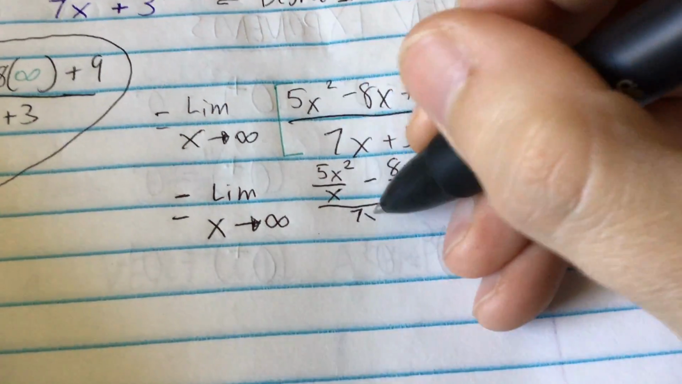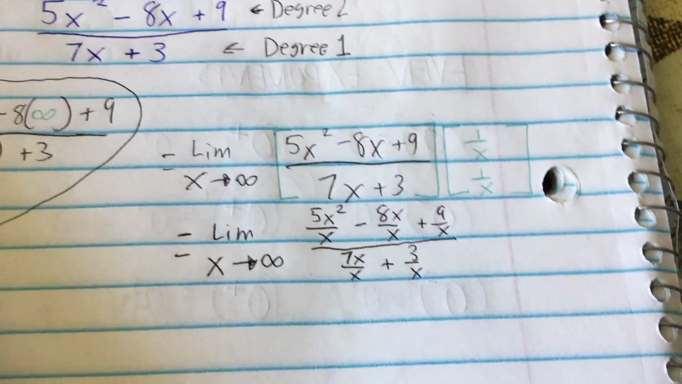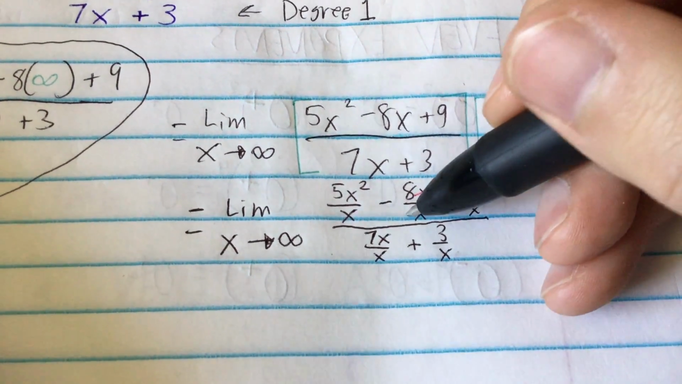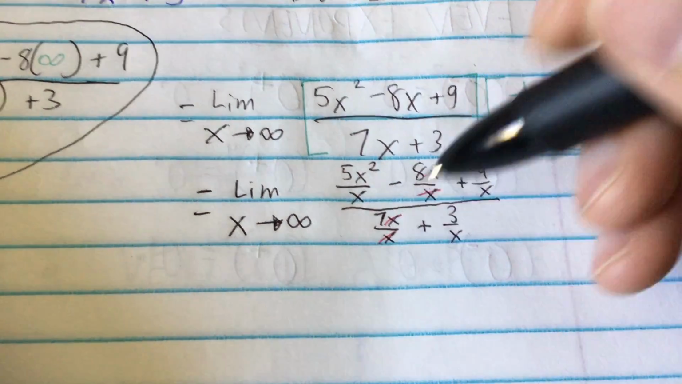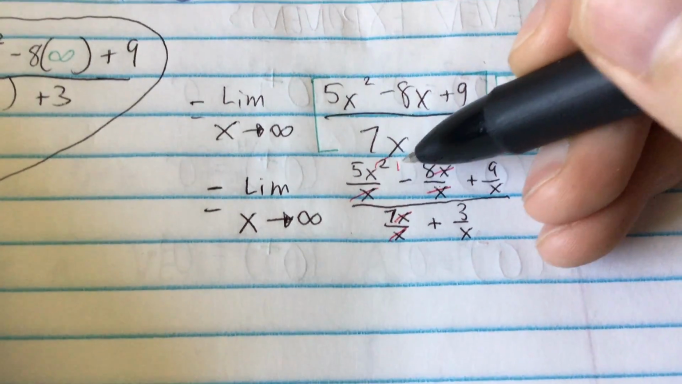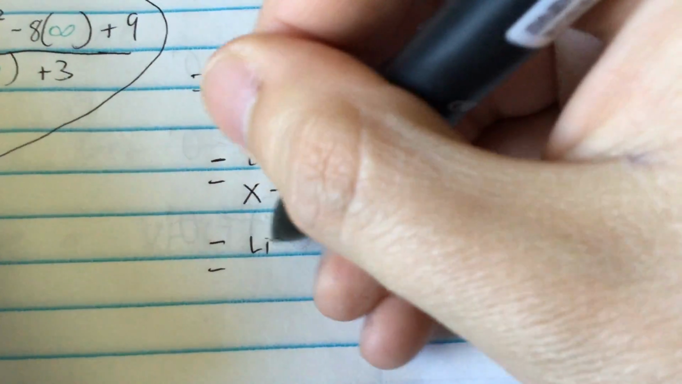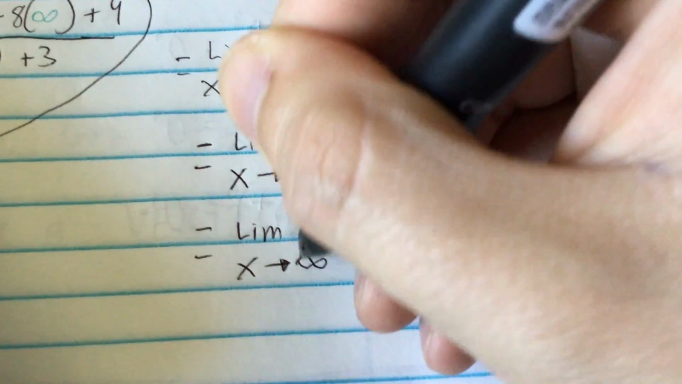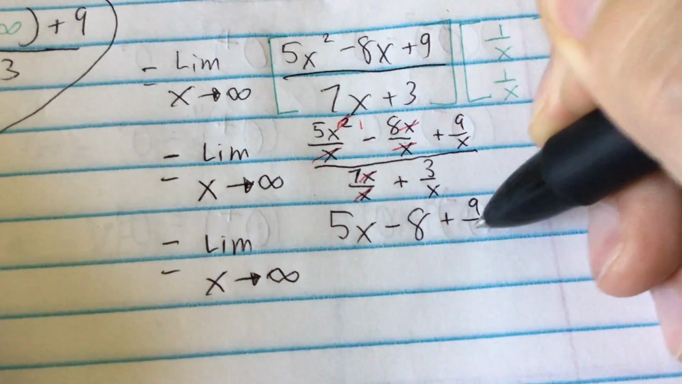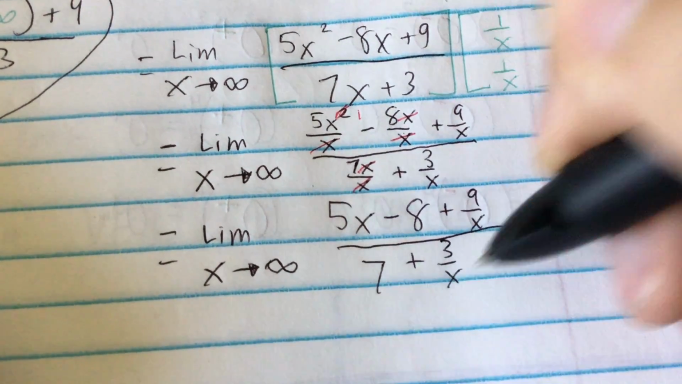And then I've got 7x over x plus 3 over x. So let's just do some algebra at this point. The 8x over x cancels out. The 7x cancels out over here. And I can cancel out x squared over x, making this x to the first power. So now I've got the limit as x approaches infinity of 5x minus 8 plus 9 over x, all that over 7 plus 3 over x.